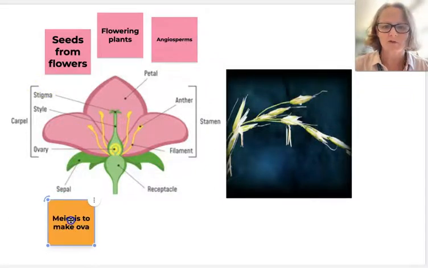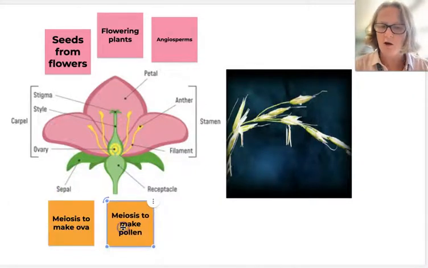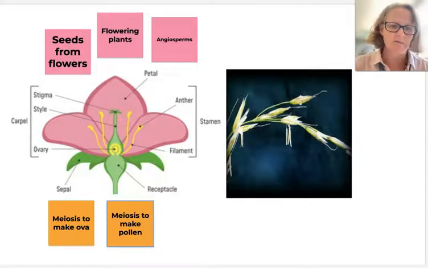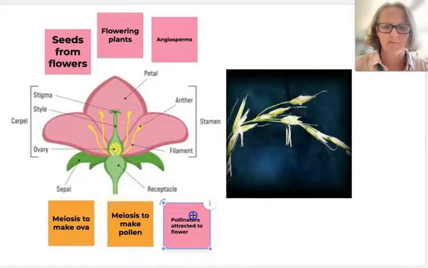And all flowering plants use meiosis to make ova or eggs, and they use meiosis to make pollen. So that means that we have a large amount of genetic variation in the flowering plants and in the seeds that they make. These plants are different in the way they attract pollinators to move the pollen from the male area of the plant, which is the stamen here, and the anther makes the pollen, to the carpel, where the female bits are, which starts off at the top with the stigma, and then you have the style, and the ovaries where the eggs are. So you need pollinators to move the pollen from one part of the plant to another.